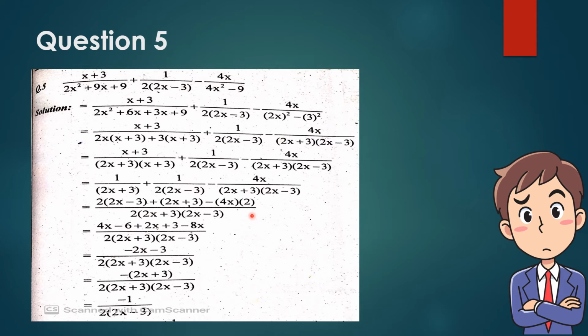So now in the first one you are missing 2 into 2x minus 3, so we will multiply it with 1. In the second one you are missing 2x plus 3, so we are multiplying it with 1. In the third one we have 4x multiplied with 2 because we have been missing only 2. So now we will simply add up the terms in the numerator.